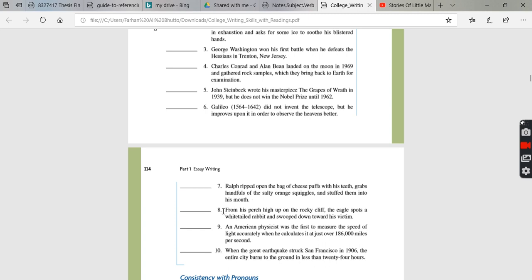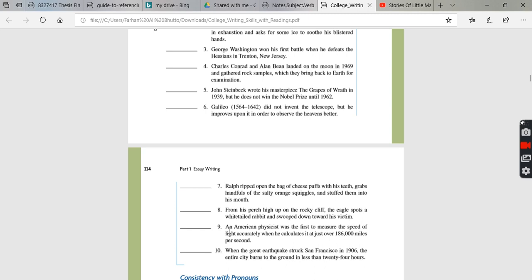Sentence 8. From this perch high up on the rocky cliff, the eagle spots a white-tailed rabbit and swooped down towards his victim. So, what are the verbs? The first one, the eagle spots, present. The second one, swooped, past. Since our first verb is in present, the second verb has to be in present. So the correct sentence would be: from this perch high up on the rocky cliff, the eagle spots a white-tailed rabbit and swoops down towards his victim.